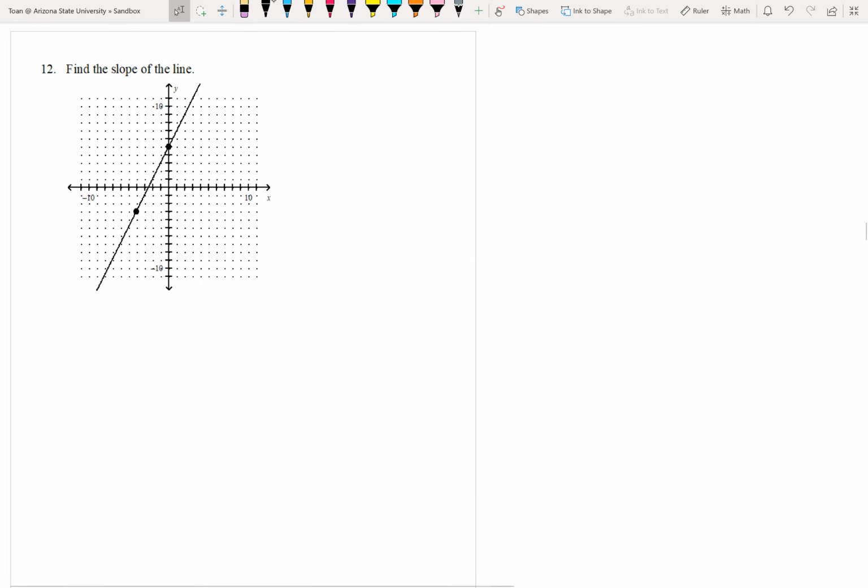Number 12, again, I give you a graph and ask you to find the slope. You could use the slope formula, m equals y sub 2 minus y sub 1 over x sub 2 minus x sub 1, and that requires you to be able to know what the points are. So just by looking at the graph, we can see that the coordinates of these points are negative 4, 3, and 0, 5. And then just plug it in, get your slope.